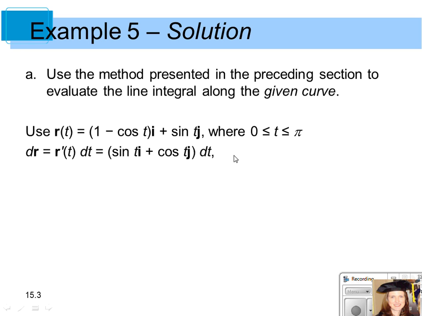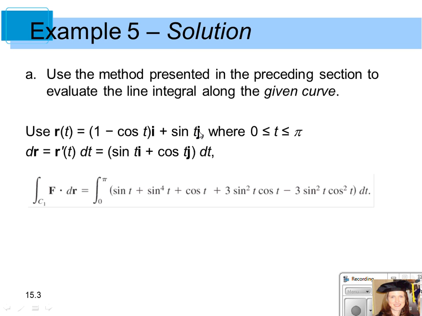Now you will have to replace all of the x's and y's in the vector field with x equals 1 minus cosine t and y equals sine t. So if you make those substitutions, and then you find the dot product, this is the integral that you end up with: the integral from 0 to pi of this entire quantity dt.